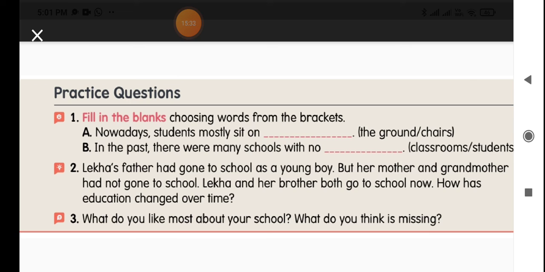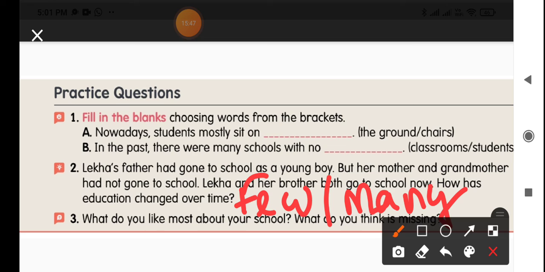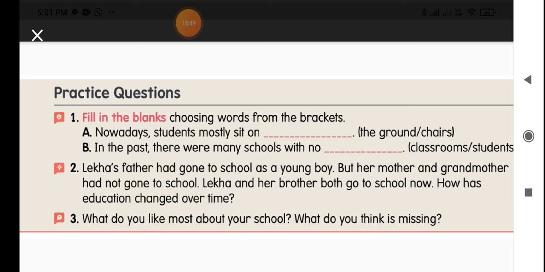Leka and her brother both go to school now. How has education changed over time? You can understand in olden days very few people used to go to school, but nowadays many are going to school. Maximum people are going to school. That is the right of the children, so many are going to school.